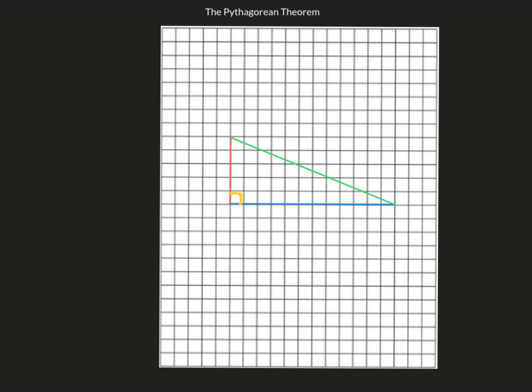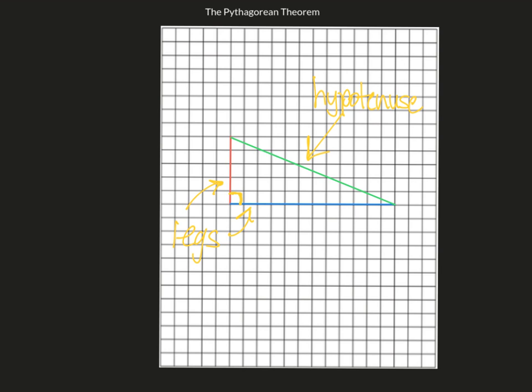The two sides of the triangle that make up the right angle are referred to as the legs. The side opposite the right angle is called the hypotenuse. And the Pythagorean theorem states that the square of the legs of a right triangle are equal to the square of the hypotenuse.